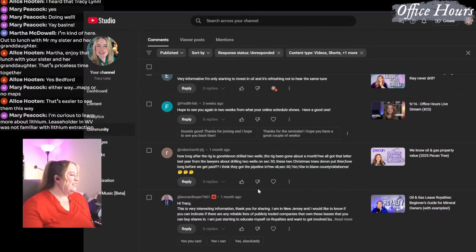How long after the rig is gone? Devin drilled 2 wells. The rig been gone about a month. We all got that letter last year from the lawyer about drilling 2 wells in Section 30. These 2 Christmas trees Devin put there. How long before we get paid? I think they got the pipeline in, and then the person says where they are in Blaine County, Oklahoma.